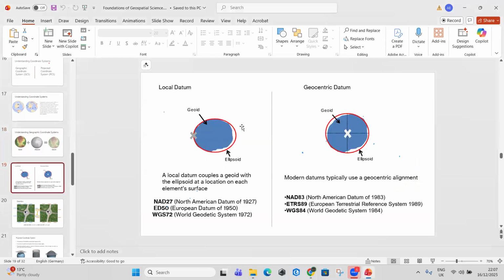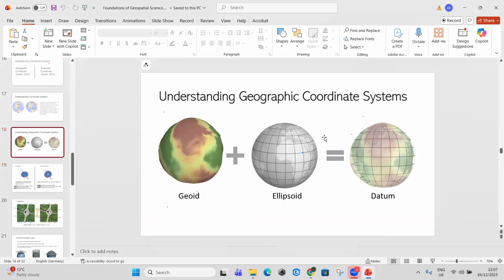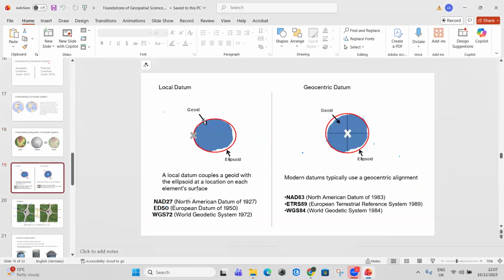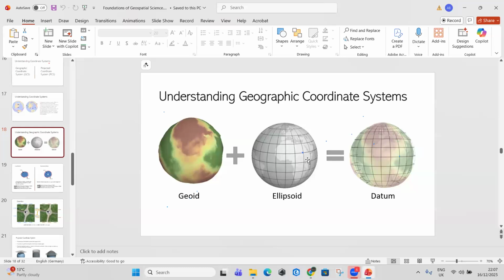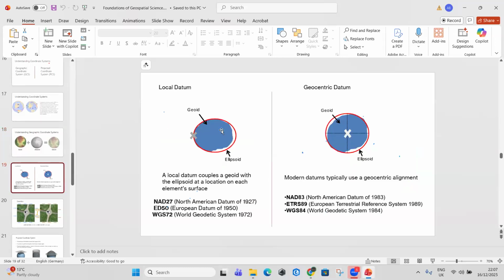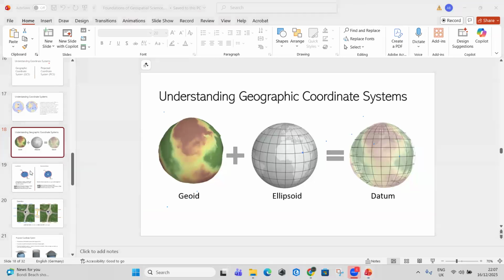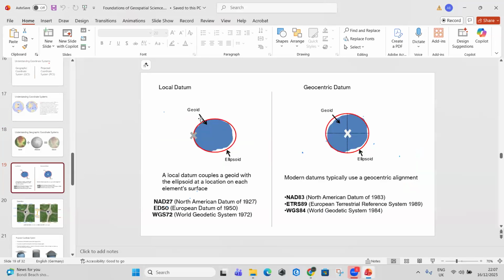So datums can be of two types. Even in this, so this was a 3D representation of it. Now take the geoid, and when I'm putting the ellipsoid with this, maybe I am placing this reference model, because you know the shape of the earth is not completely spherical, in a way that it is more accurate to a surface. The other way is to take the center of the ellipsoid and place it on the center of the geoid. Okay. Now there are two ways.